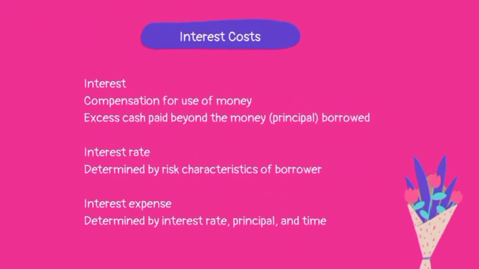Now, we discuss interest cost. Interest is a compensation for use of money. It is the excess cash paid or collected beyond the money borrowed or loaned. Interest is determined by several factors, and one of the most important is interest rate. Interest rate is determined by risk characteristic of the borrower, and interest expense is determined by interest rate, principal, and time.